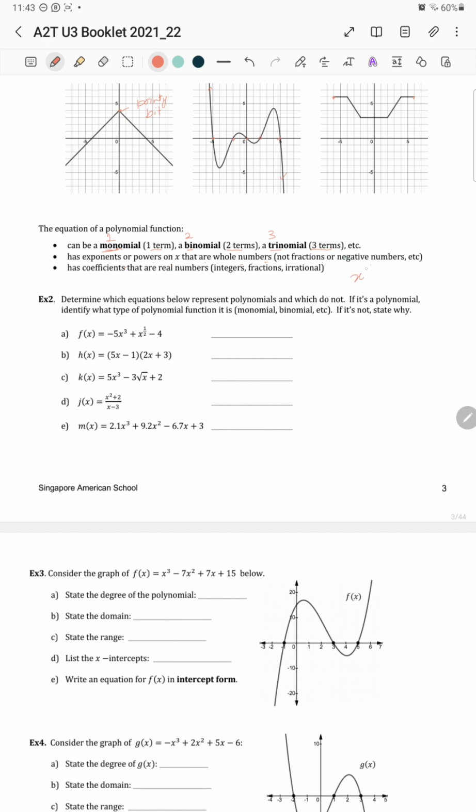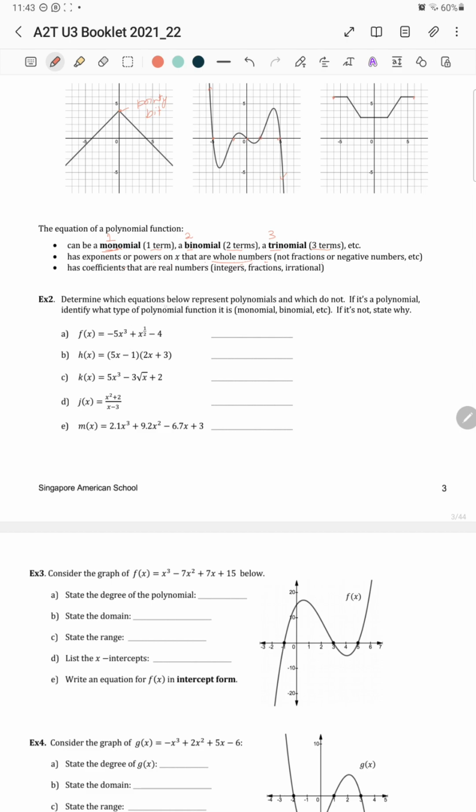For example, we cannot have x to the power -2, or we cannot have square root of x in the polynomial. Polynomials always have whole numbers as the power of x. It does not have fractions or the negative numbers. It has coefficients that are the real numbers, integers, fractions, or irrational numbers.